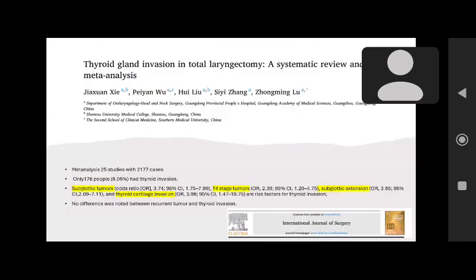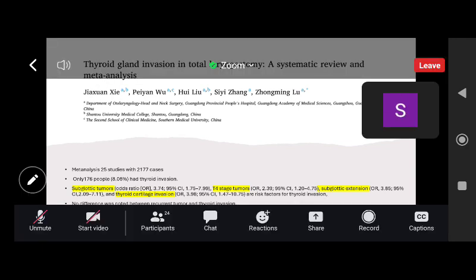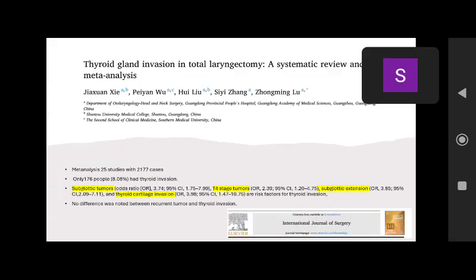So with who are these 50 and where you will do and which are the 50 you will not do? Let me just share the understanding of it. So I'm showing one study, a systematic review and meta-analysis, in which they have discussed thyroid gland invasion in total laryngectomy patients. It is a meta-analysis of 25 studies with 2,107 cases. They found that only 8% of the patients, that is 176 people, had thyroid invasion. And they have given risk factors. For example, tumors which have subglottic extension, subglottic tumors, T4 stage advanced tumors, or thyroid cartilage invasion are risk factors for thyroid invasion. And there was no difference noted in its association with thyroid invasion even if the tumor is recurrent.